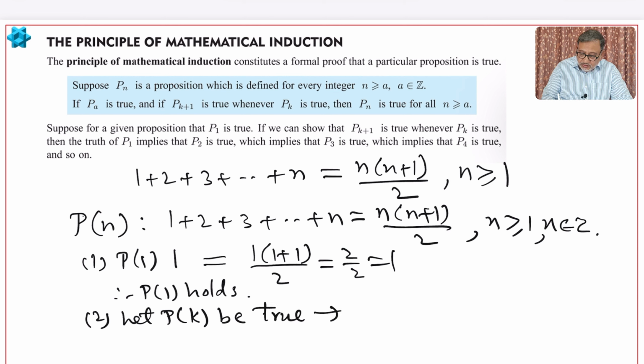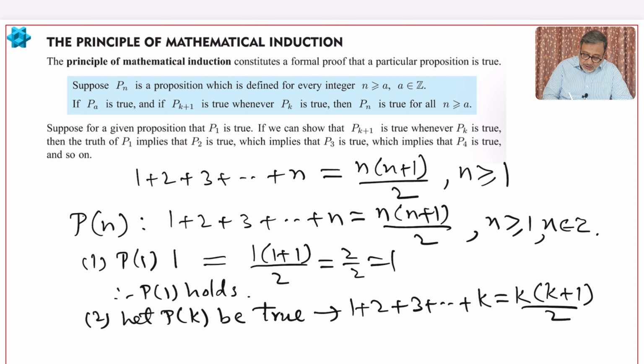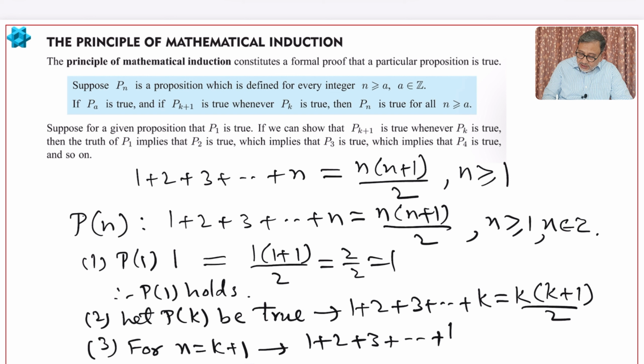So when it is true, we are going to write this as 1 plus 2 plus 3 plus so on plus k is equal to k into k plus 1 over 2. Now the third step is for n is equal to k plus 1, always we are going to use this one, okay. 1 plus 2 plus 3 plus so on plus k plus 1.